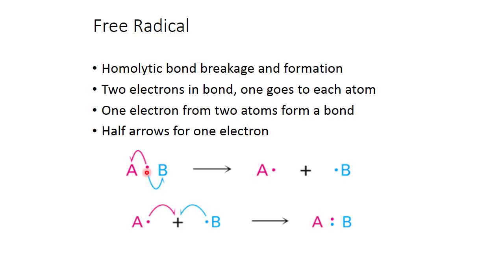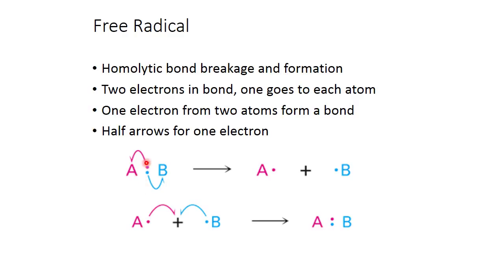For this to occur, a bond must break, and when the bond breaks, we say that it undergoes homolytic cleavage. Homolytic cleavage means it breaks the same on either side. So this electron goes onto one atom, and the other electron goes onto this atom. We use a full arrow to show the movement of a pair of electrons.